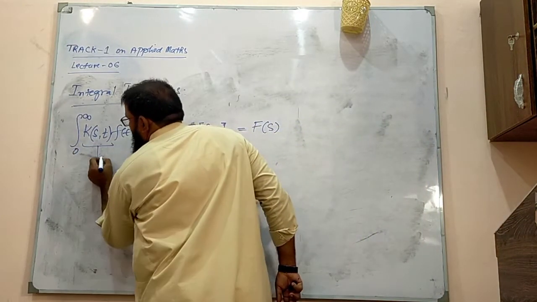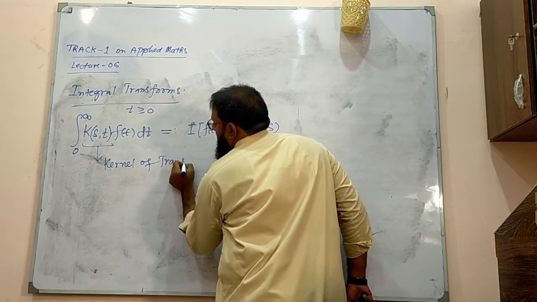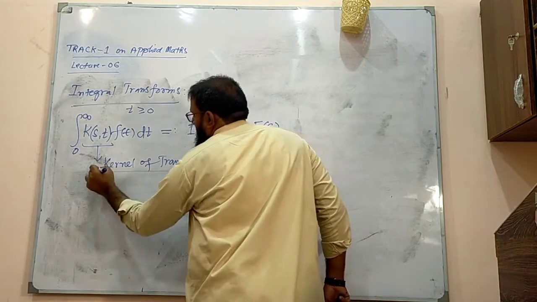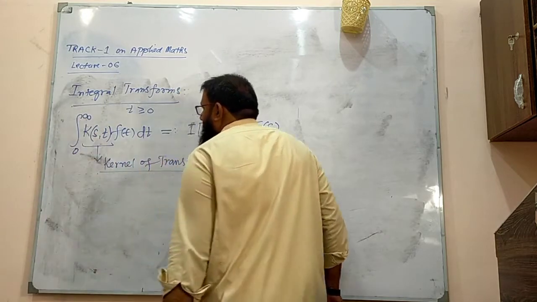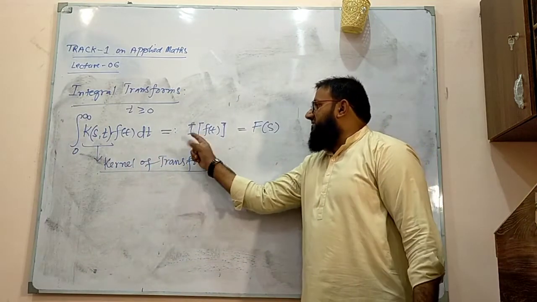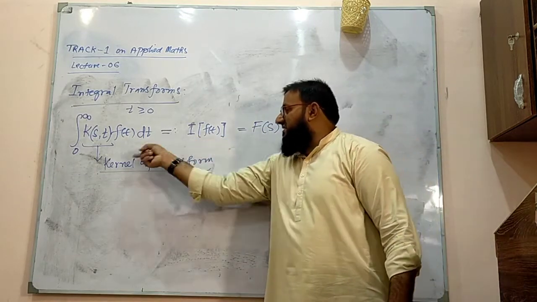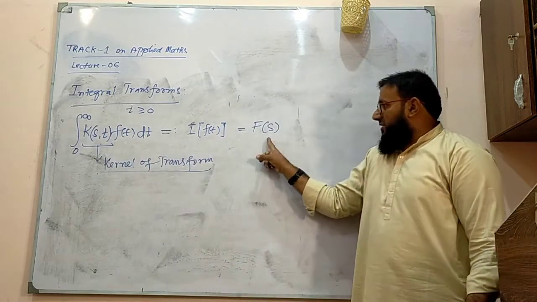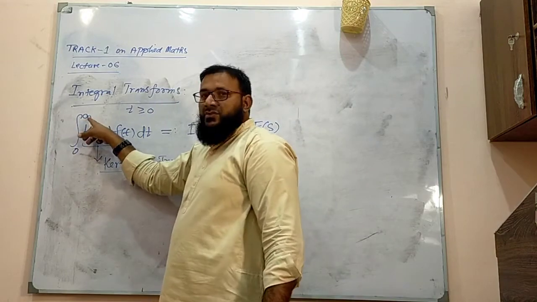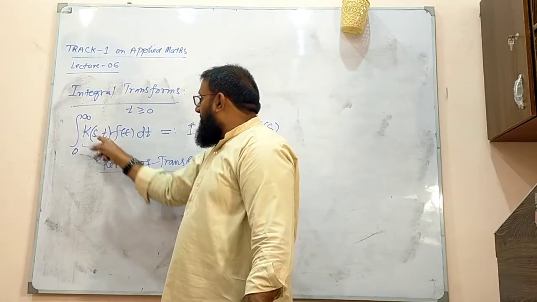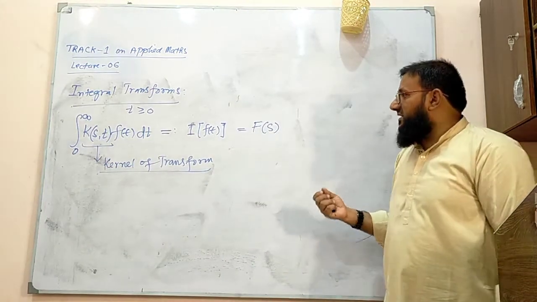We call this function the kernel of the transform, and this is our function. We integrate from 0 to infinity or minus infinity to infinity, and we can write this as the integral transform of our function. Since this integral transform would be a function of s only, we are going to name it F of s. Why is it a function of s? Because this is a definite integral. You will put the limits for t and you will get the answer only in s. So this is what we call the integral transform.